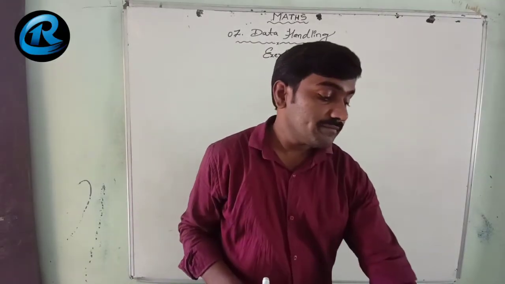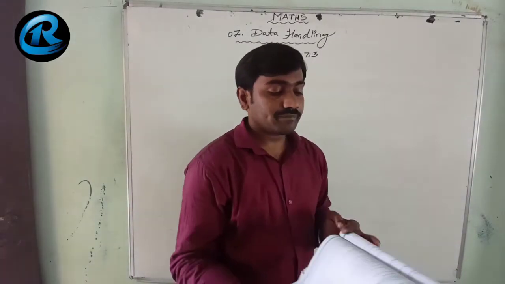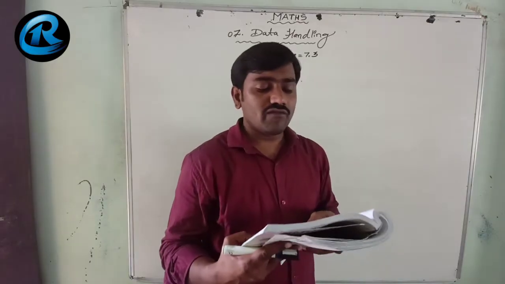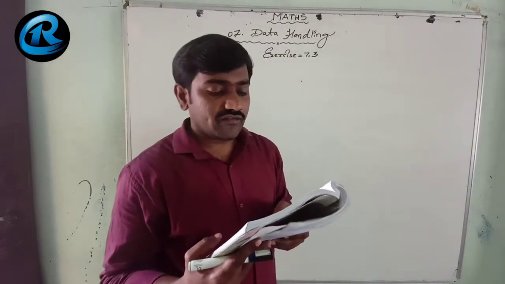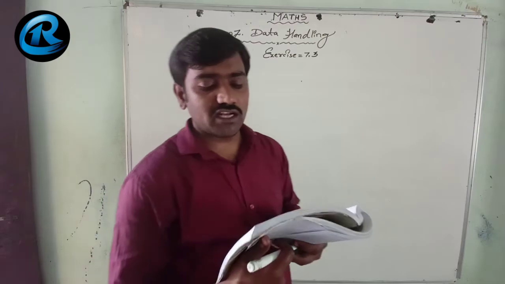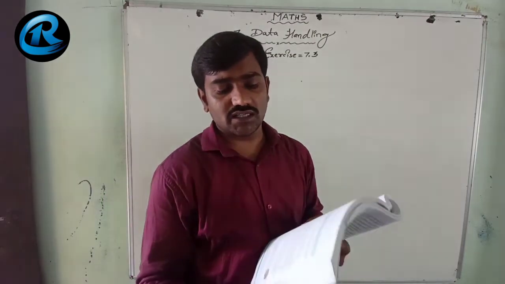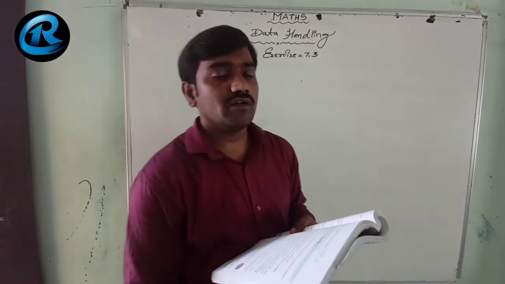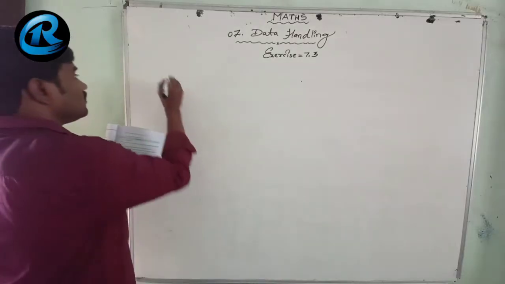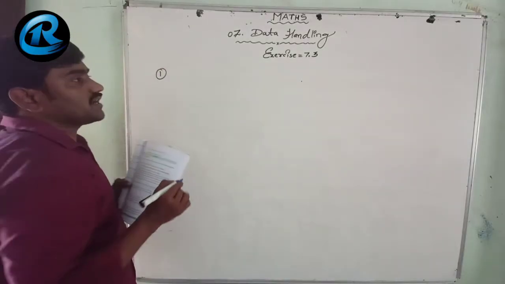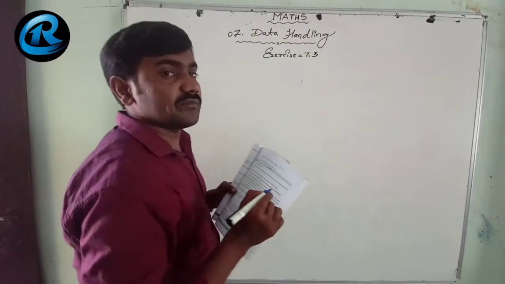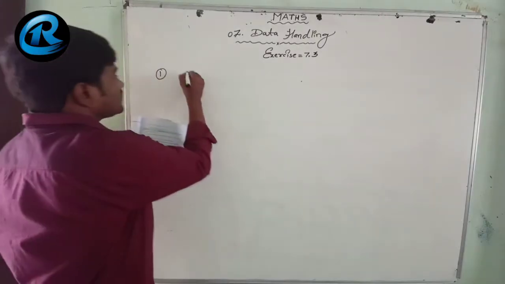Let us go with problem number 1. Say true or false and why. The difference between the largest and the smallest observation of a data set is called the mean. No. The difference between the largest number and the smallest number of the data is called the mean, it seems. No, it is a false statement.